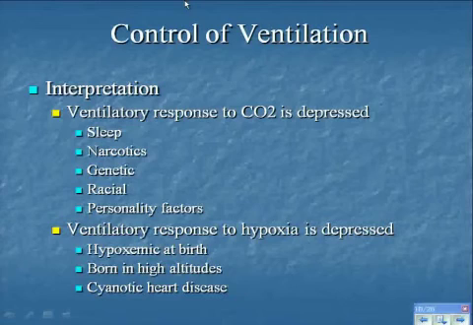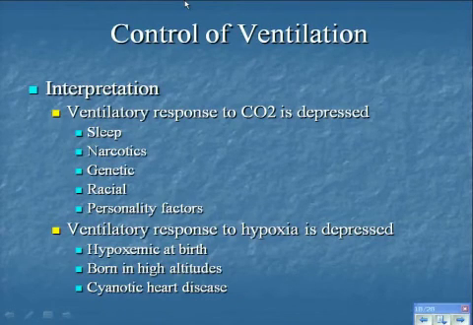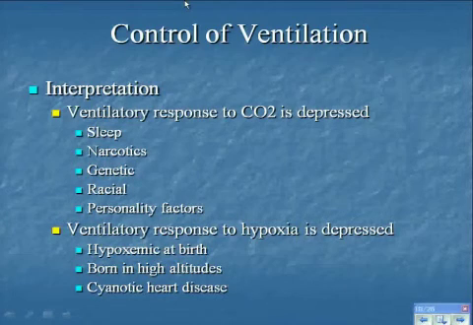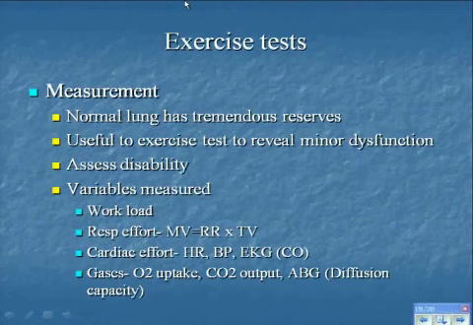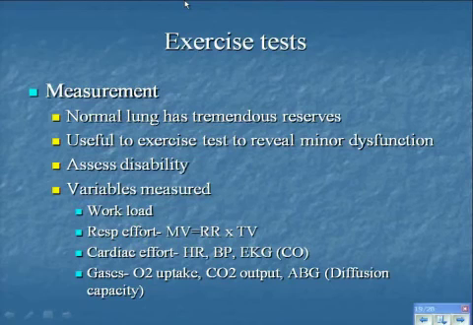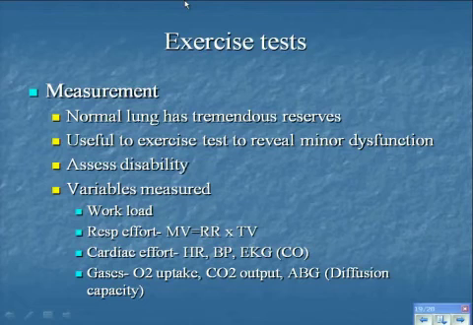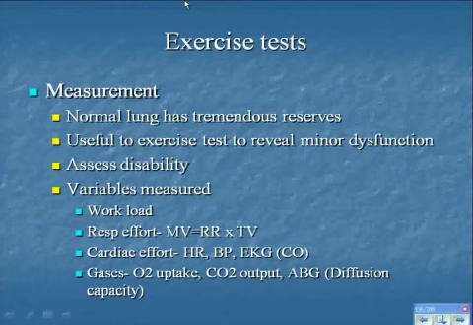You do get a depressed ventilatory response to hypoxia in patients who are hypoxic from birth, such as those born at high altitudes, or patients with cyanotic heart disease. Exercise tests are measurements of the lung, which has tremendous reserve, so that's good. It's useful to exercise test to pick up really minor dysfunctions and to assess disability. Variables you can measure are workload, respiratory effort, cardiac effort, and you also measure gases.